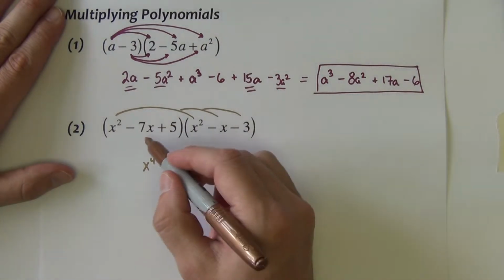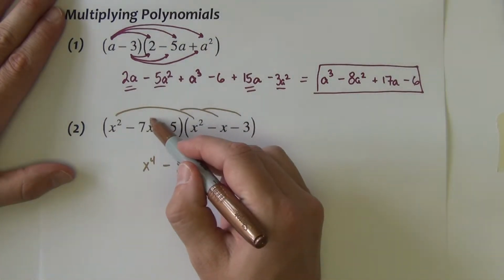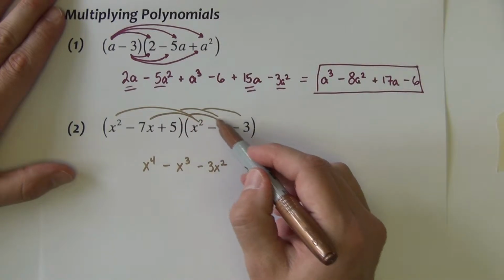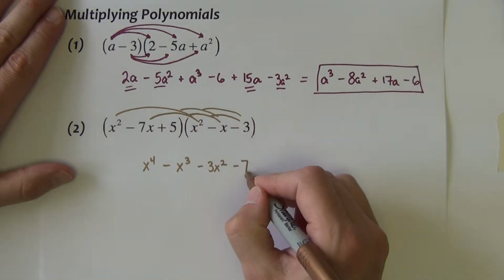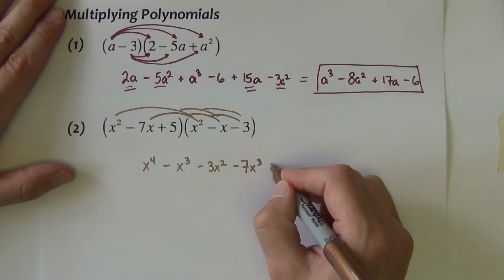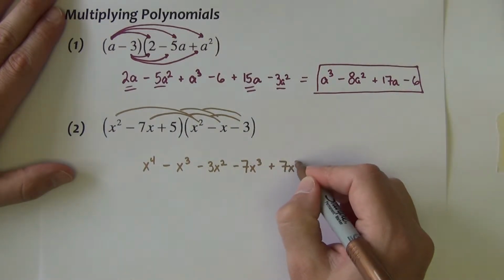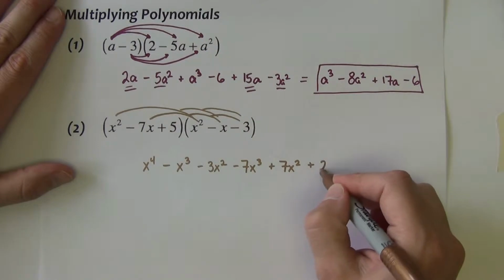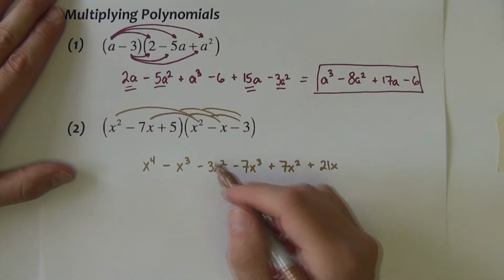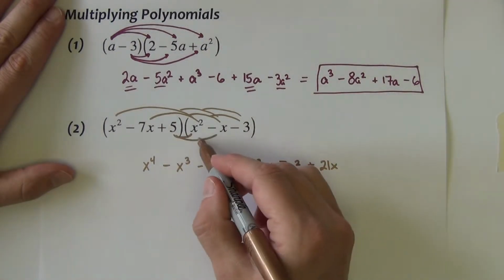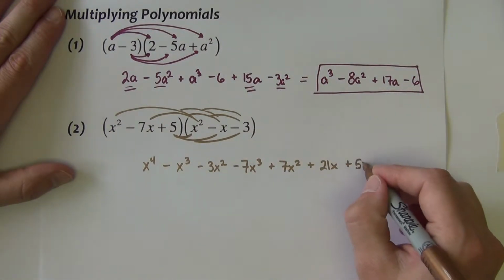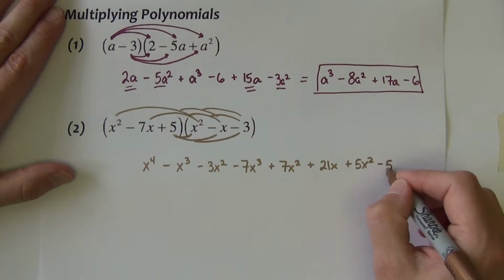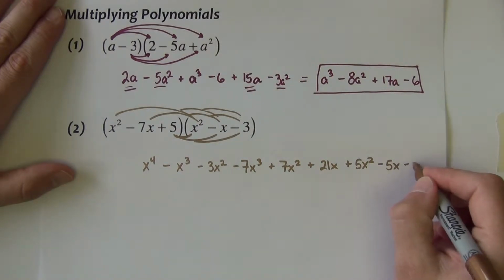Okay, next I'm going to distribute this negative 7x. It's going to go to all three of these. So negative 7x to the third plus 7x squared plus 21x. Then finally this 5 is going to distribute. So plus 5x squared minus 5x minus 15.